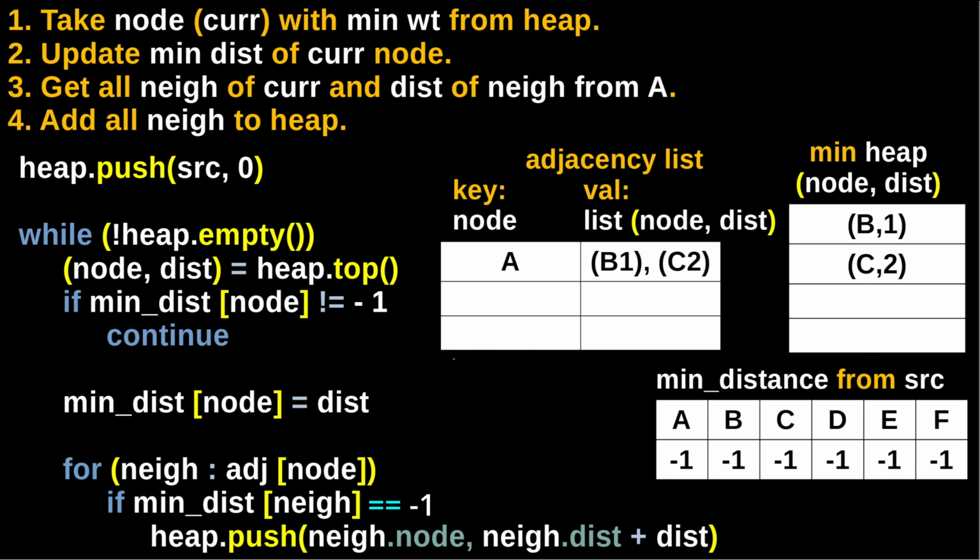This is the pseudocode. First, we push the source node and the distance of 0 onto the heap. First item is the source, so that always has a distance of 0. And then we're going to put steps 1 to 4 inside a while loop. So while the heap is not empty, we will take the item with the lowest distance of the heap. And then we check the minimum distance table. If the minimum distance for that node is established, that is, the value is not equal to -1, then we'll skip it. Otherwise, we will update the minimum distance table with that distance.